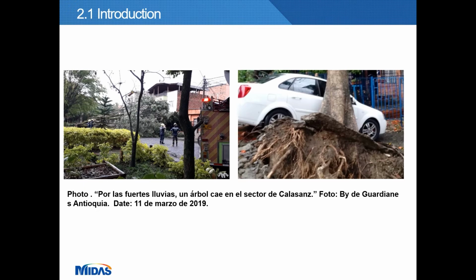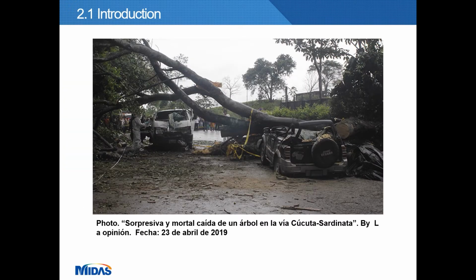This is a photograph taken in Colombia. This is an uprooting condition due to the heavy rainfall. We have a close local neighborhood that was affected by this condition. We didn't have any casualty. However, we have some infrastructure and local damage in the place. Moving to the next one.